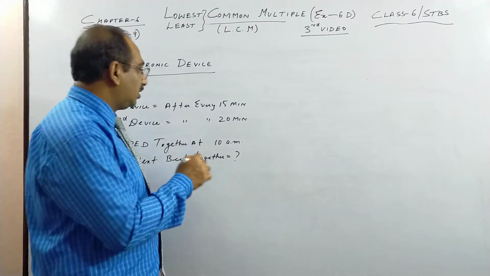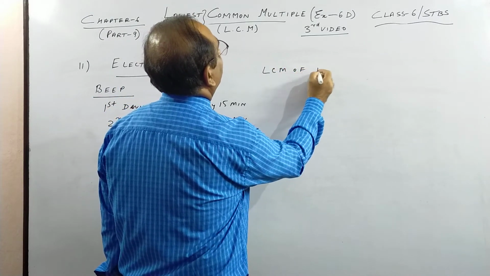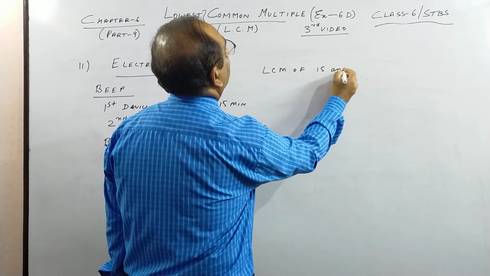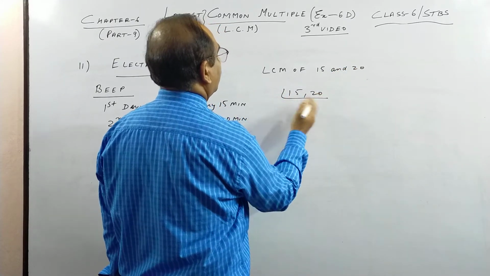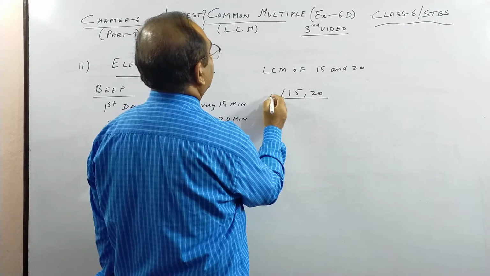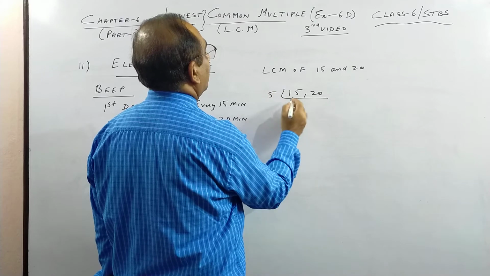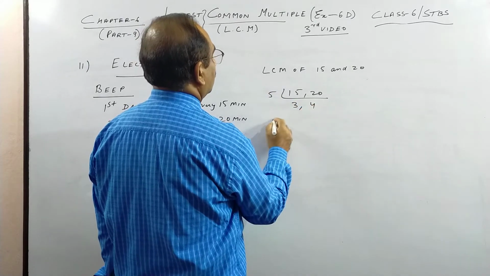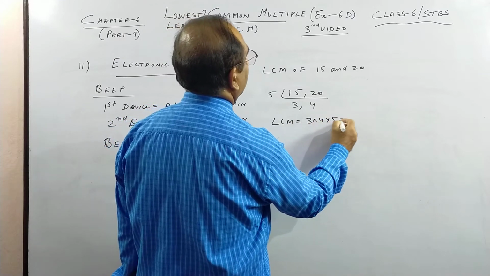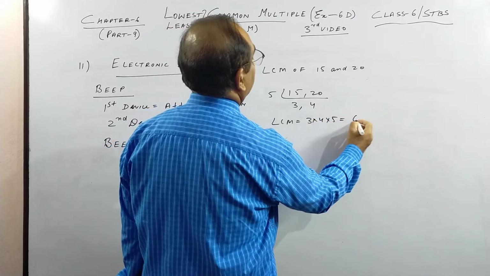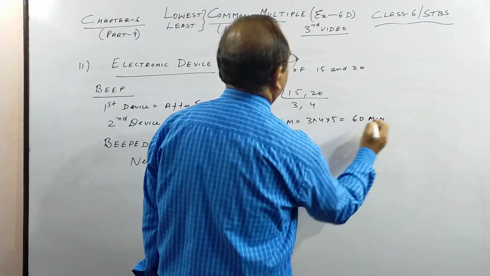So what we do, children, in this sum, first let me show you. We have to find the LCM of 15 and 20. So let us find it by the division method. 2, one number will go, 3, one number will go, 5, 2 numbers will go. So the LCM, children, is 3 into 4 into 5. 3 4s are 12, 5s are 60. So it will be 60 minutes if you are taking the number.